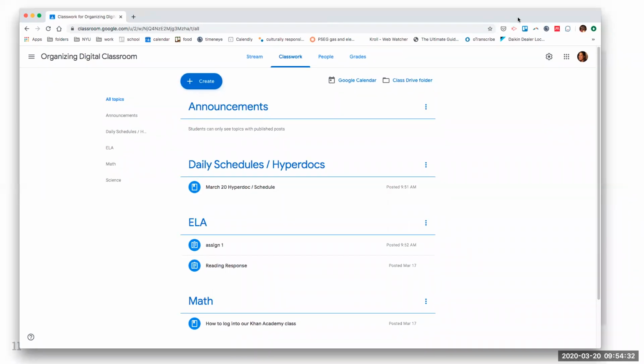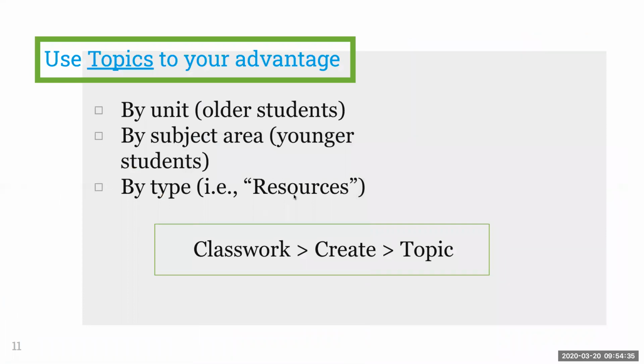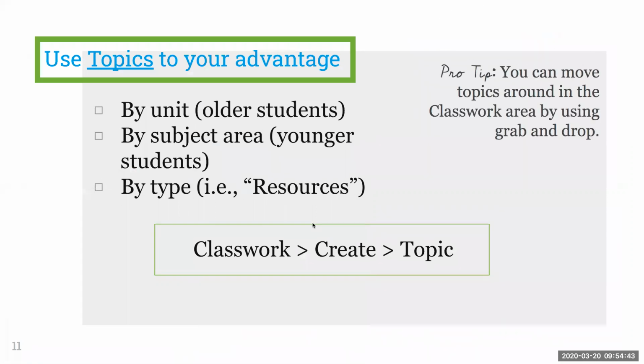So that is organizing by topics. And my suggestions were, okay, you could do it by unit, you could do it by subject area, or even by type. And my little pro tip, you can move topics around by using grab and drop. I guess the word is drag and drop, but grab and drop is how I think about it.